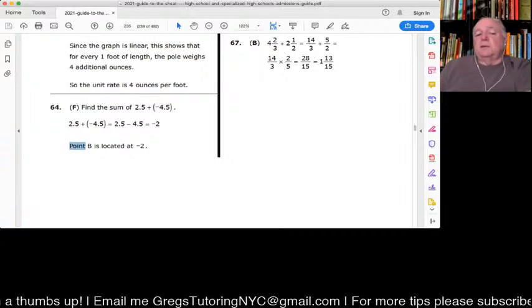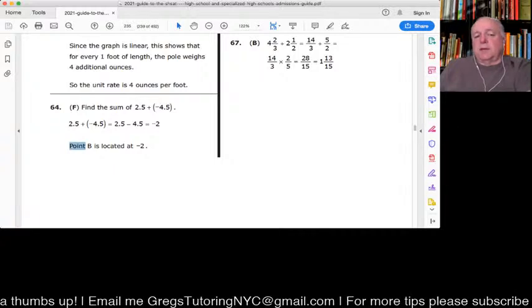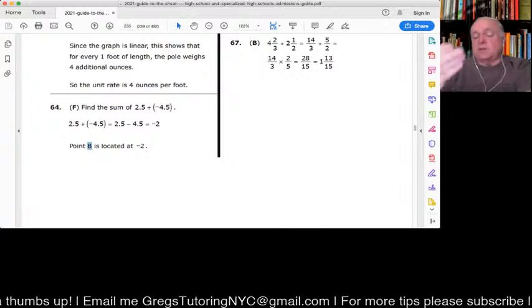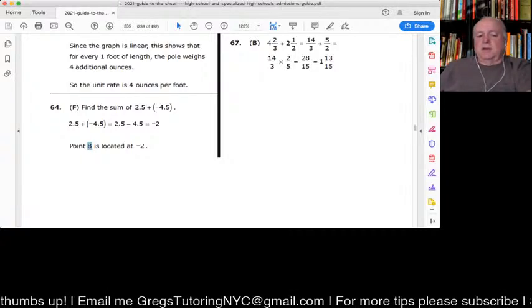This is about a number line problem. So there's an error there. That should have said point F. Turns out the answer is F, but it also should be talking about point F. So that's a blatant error right there.